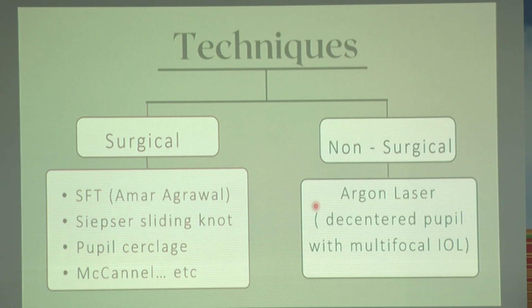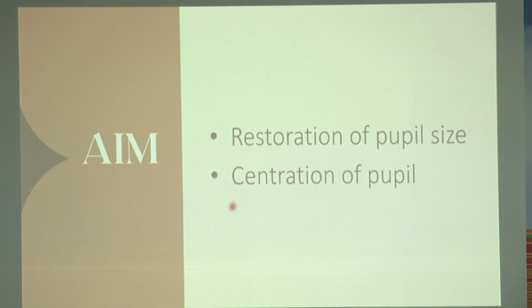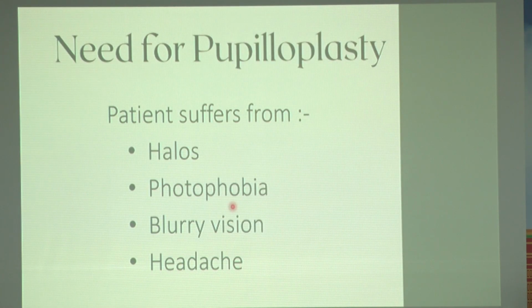There are many techniques, surgical and non-surgical. Non-surgical is basically done in cases of multifocal IOL when the pupil is decentered. As for the surgical techniques, this Amar Agrawal technique is easy to learn. Even I was able to perform it in my first case. But the aim of all the techniques is restoration of pupil size and centration of the pupil. Why is it needed? Because the patient suffers from halos, photophobia, blurry vision, and headache.